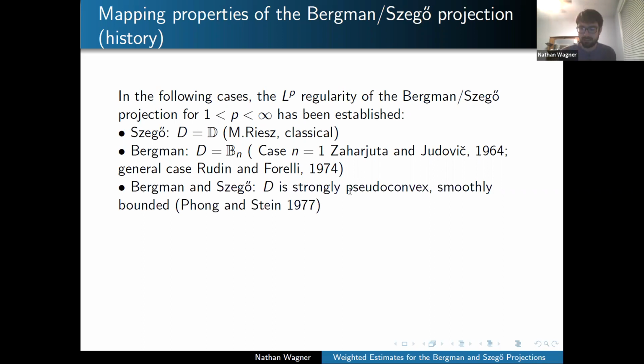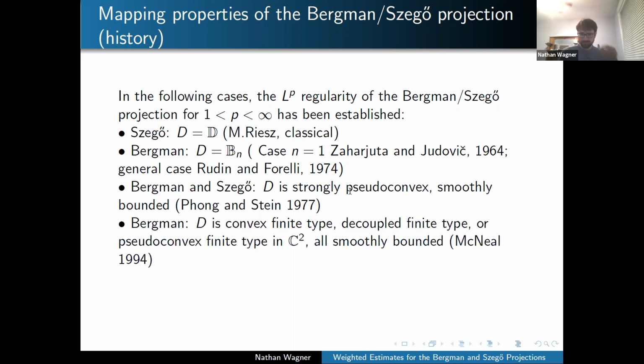You can also look at what are called strongly pseudoconvex domains. Pseudoconvex just means they're domains of holomorphy. That's sort of the maximal domains for holomorphic functions in several complex variables. Those are the ones we want to be studying. Strongly pseudoconvex means you have a strictly positive definite condition imposed on the complex Hessian, okay, so second derivatives of the defining function for the domain, and it's smoothly bounded, so the boundary is a smooth manifold. And those estimates were proven by Fong and Stein in 1977.